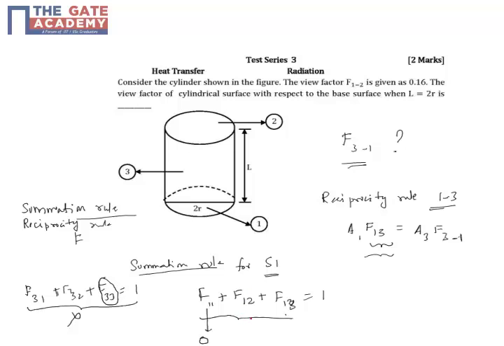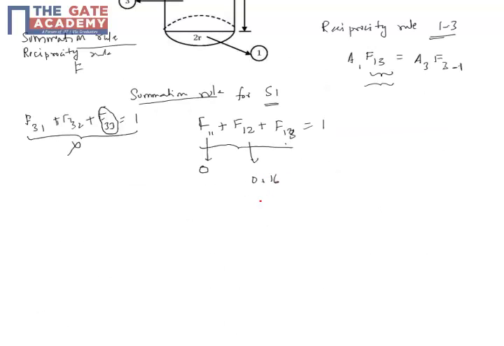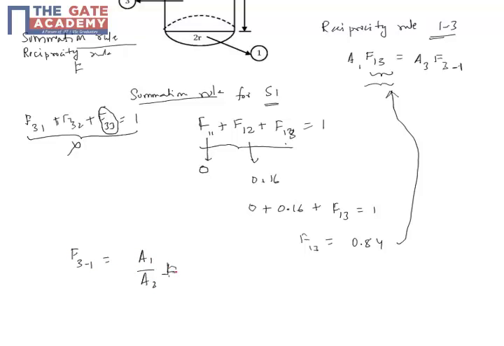So we follow the same trick. F11 is 0, F12 is given as 0.16, and F13 we need to get. So 0 plus 0.16 plus F13 is equal to 1. So F13 would be 1 minus 0.16, that is 0.84. So we know F13, and F31 by the reciprocity rule will be A1 by A3 into F13. A1 is the area of the flat surface, that is pi by 4 d square, whereas A3 is the lateral surface, which is the perimeter into the length, so pi d L, into F13.